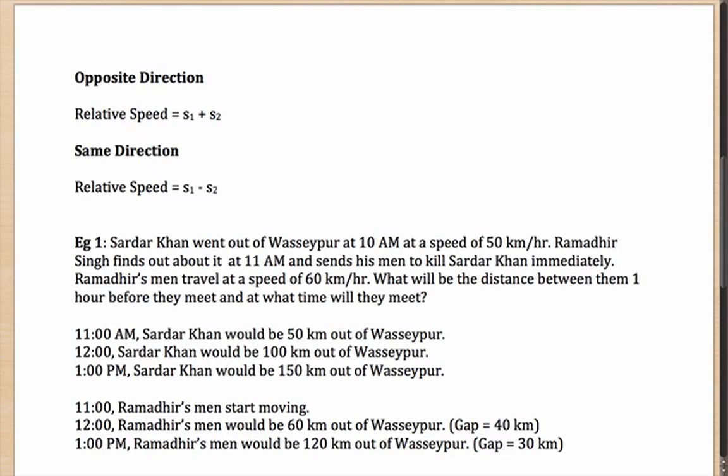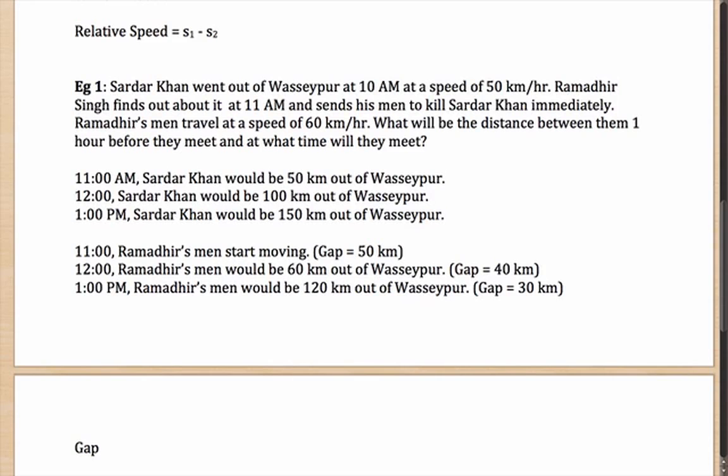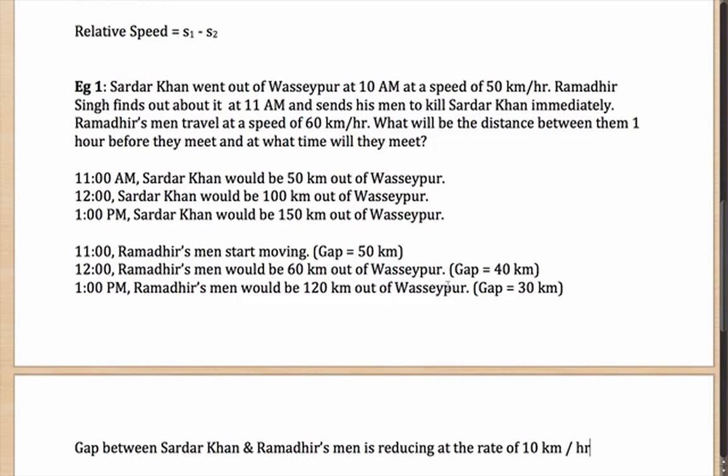So as you can see here, the point that I want to emphasize is that the gap initially was 50 kilometers. In 1 hour, it became 40 kilometers. In another hour, it became 30 kilometers. So you can say that the gap between Sardar Khan and Ramadhir's men is reducing. Obviously, it has to reduce if they have to meet. Not only that, it is reducing at the rate of 10 kilometers per hour. See, from 50 kilometers, it became 40 kilometers, it became 30 kilometers at a gap of 1 hour.